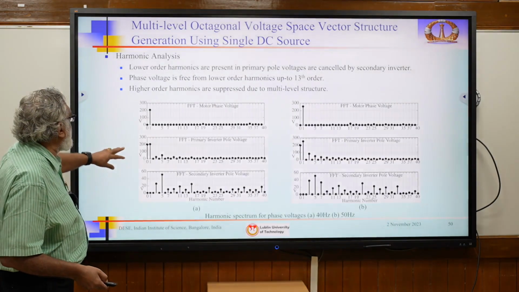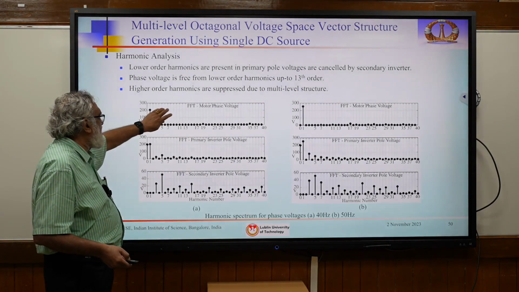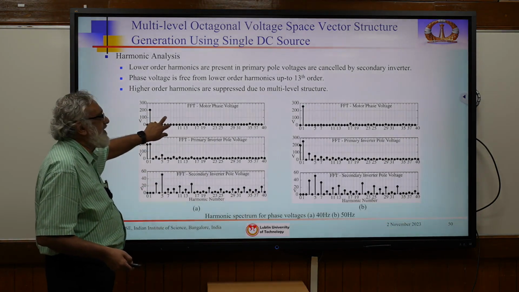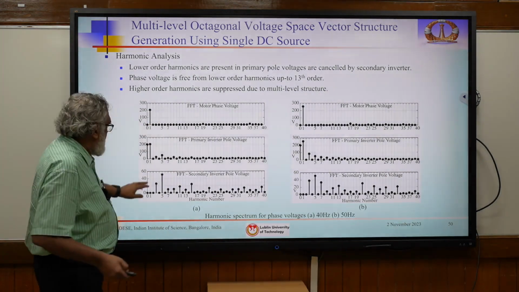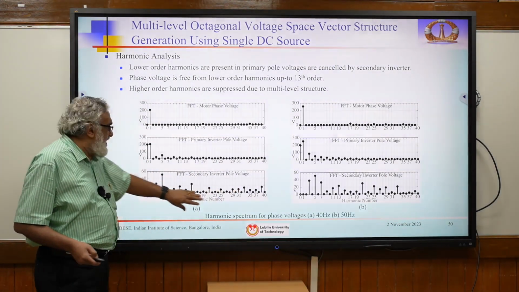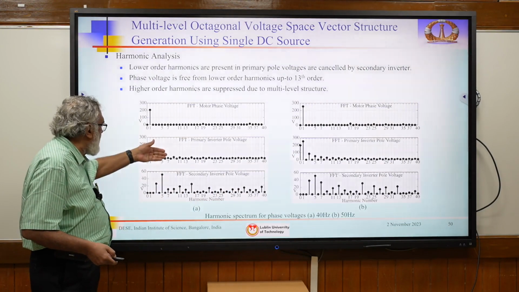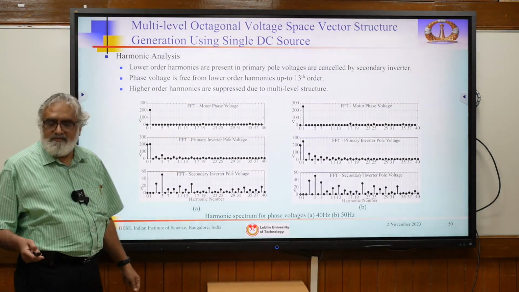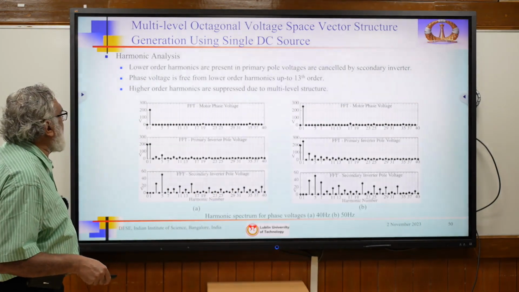See the harmonics. If you see, this is the motor phase voltage. This is the primary inverter, secondary inverter. The harmonics of these two will be cancelled here. That's the idea. The switched capacitor filter opposes the harmonics from the main inverter, and you will get this nearly sinusoidal voltage. This is the idea here.